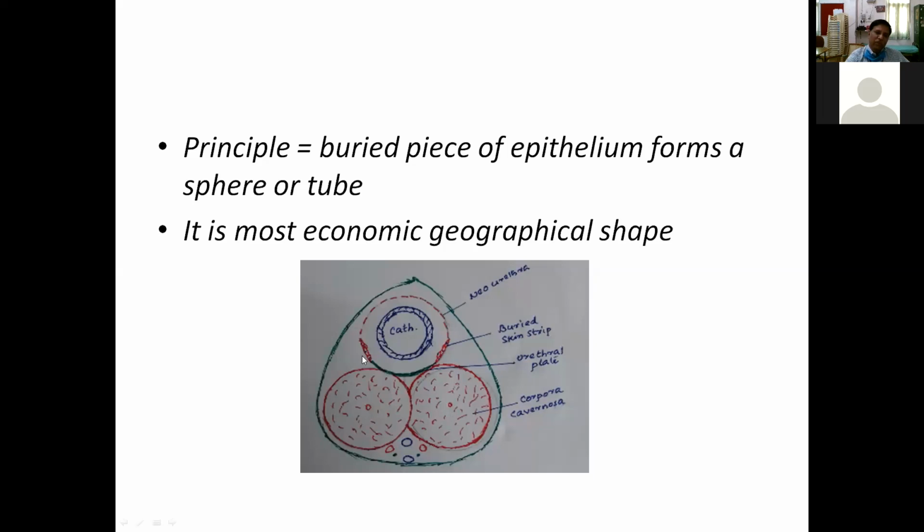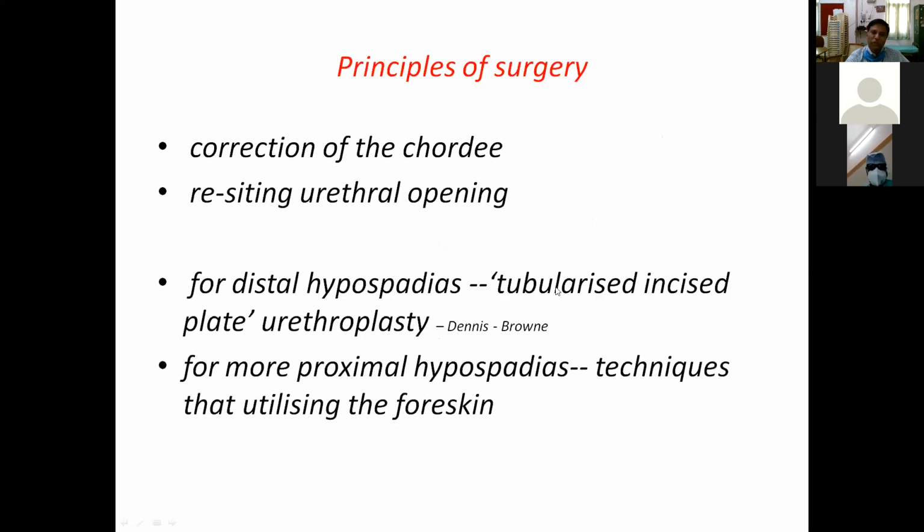So here, if you bury a strip of epithelium skin here and put a catheter, this epithelium grows all around the catheter and forms a neo-urethra or new tube. In 3 weeks, it forms a new tube. So you have reconstructed, you have developed a new urethra in that part where the urethra is missing. So this is the principle of the Dennis Brown operation. So this is called as tubularized incised plate urethroplasty.